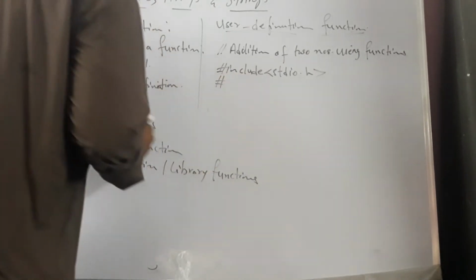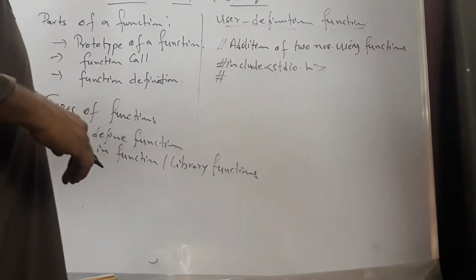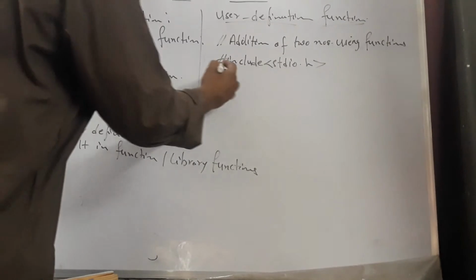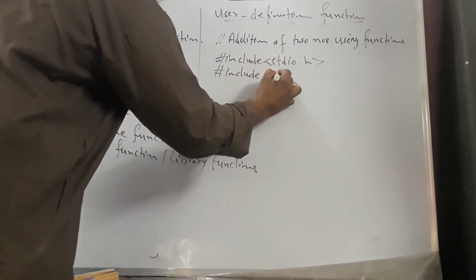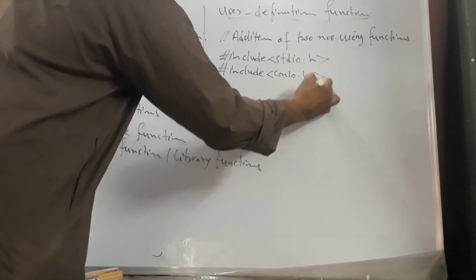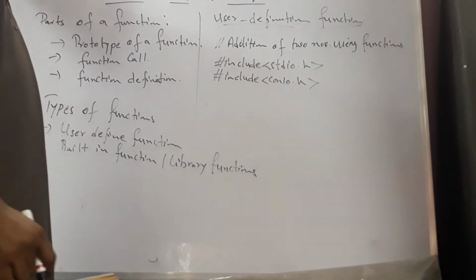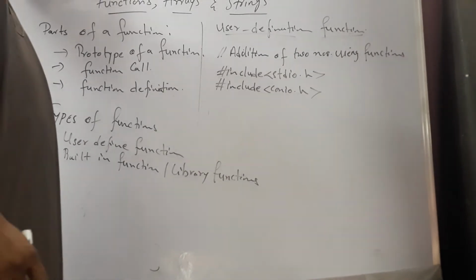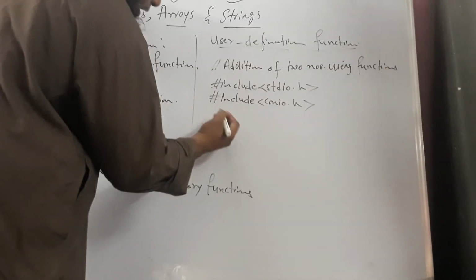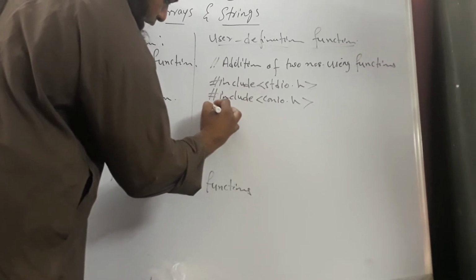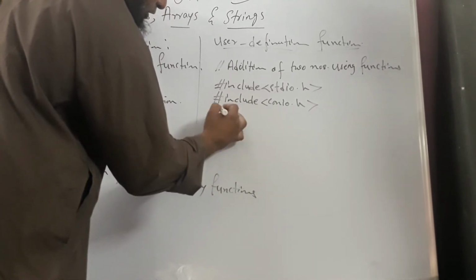stdio.h, we have written the header file in which the input output functions are present. conio.h, console input output, in which we have getch, and clrscr for clearing the screen. Then we are writing up the prototype of the function first.